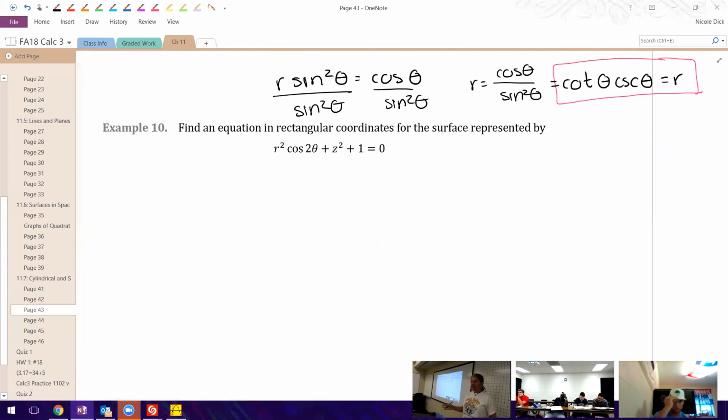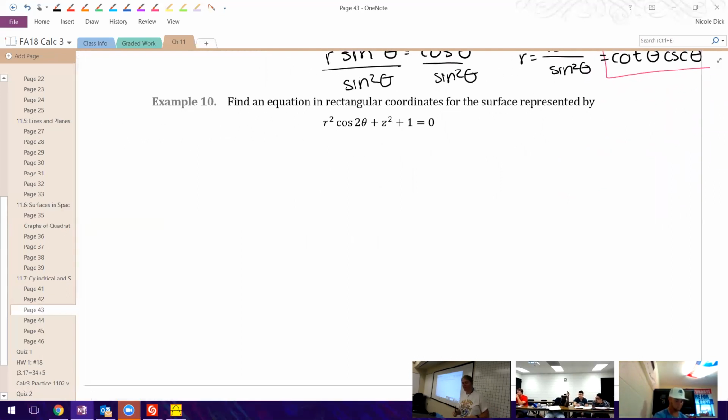Okay, find the equation in rectangular coordinates for the surface presented by this. So now we're going to go from our r, theta, z to x, y, and z, working backwards from what we did before. This one's a bit trickier, so I'll first open up for suggestions. Any suggestions from you guys?